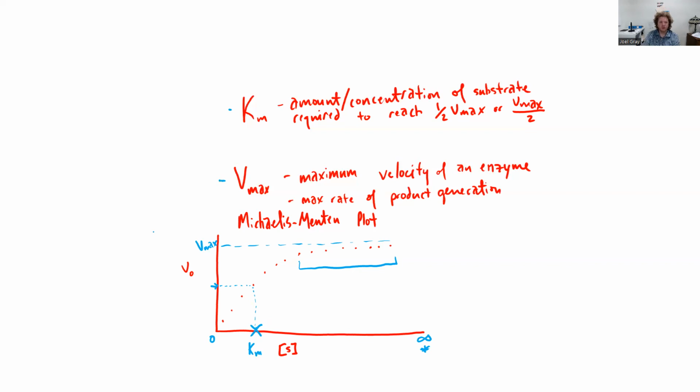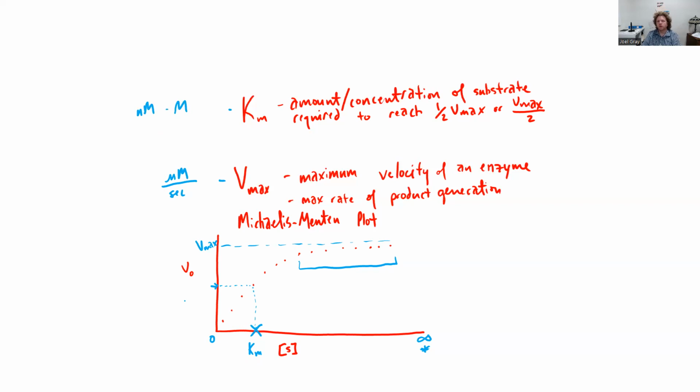Things to consider with respect to your Vmax and your Km: I always like to think about units. Your Vmax is the rate of product generation, so it's going to be measured in something like molarity per unit time, such as seconds. So micromolar per second is a possible unit for Vmax, or velocity in general. Km, on the other hand, is along your x-axis. Therefore, Km is going to be a concentration, something like molar, nanomolar, or any number of other units.